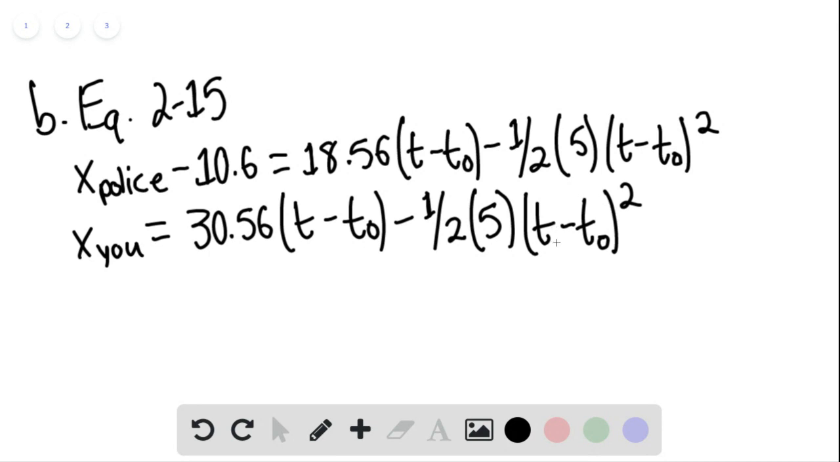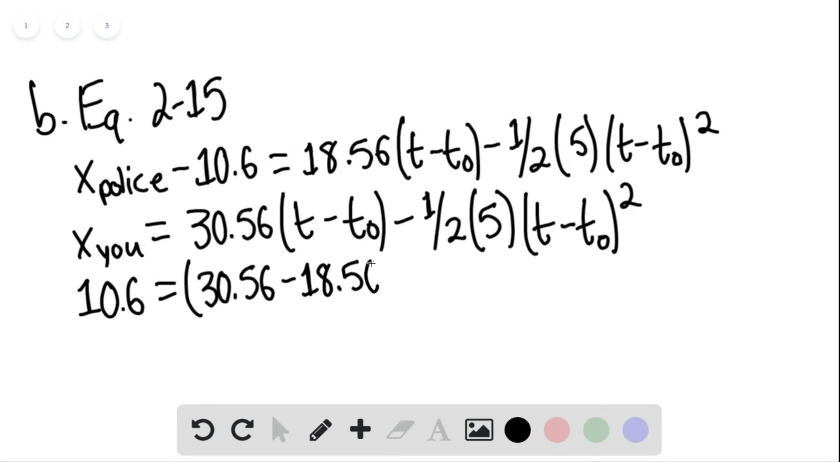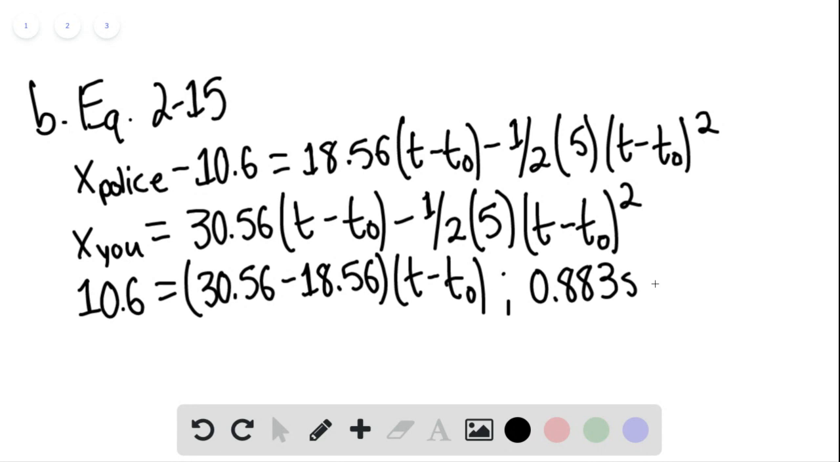Now we're going to subtract the two equations. By subtracting, we find that 10.6 would be equal to 30.56 minus 18.56 times t minus t initial. And we simply solve and say 0.883 seconds equals the difference in time.